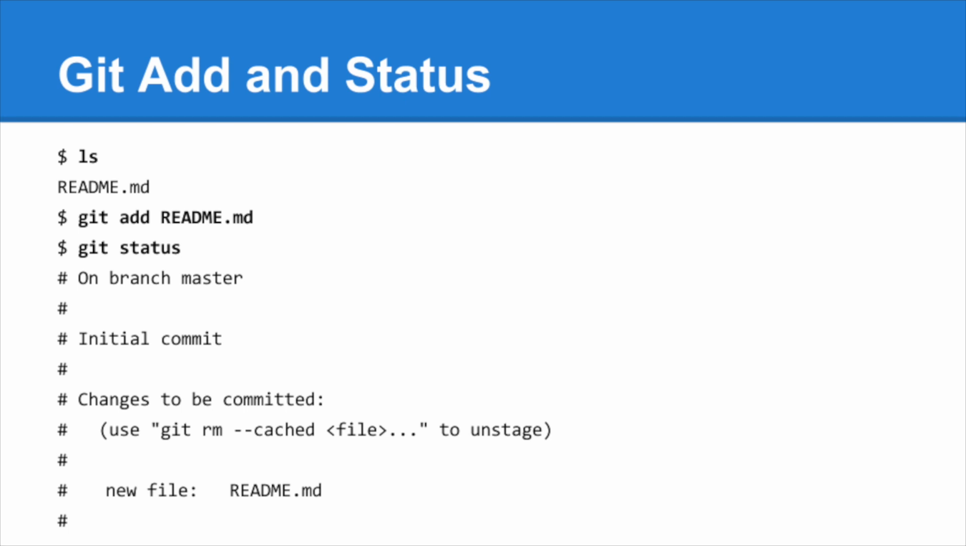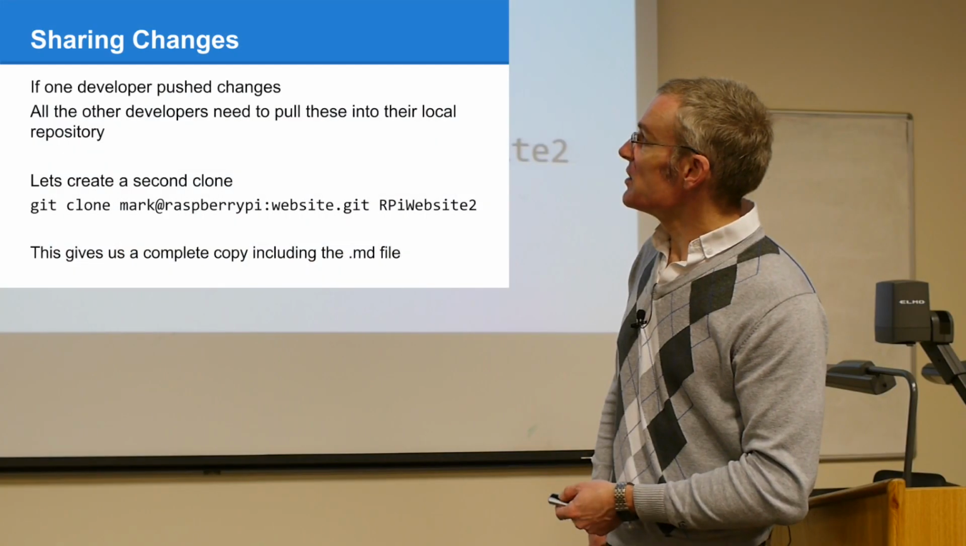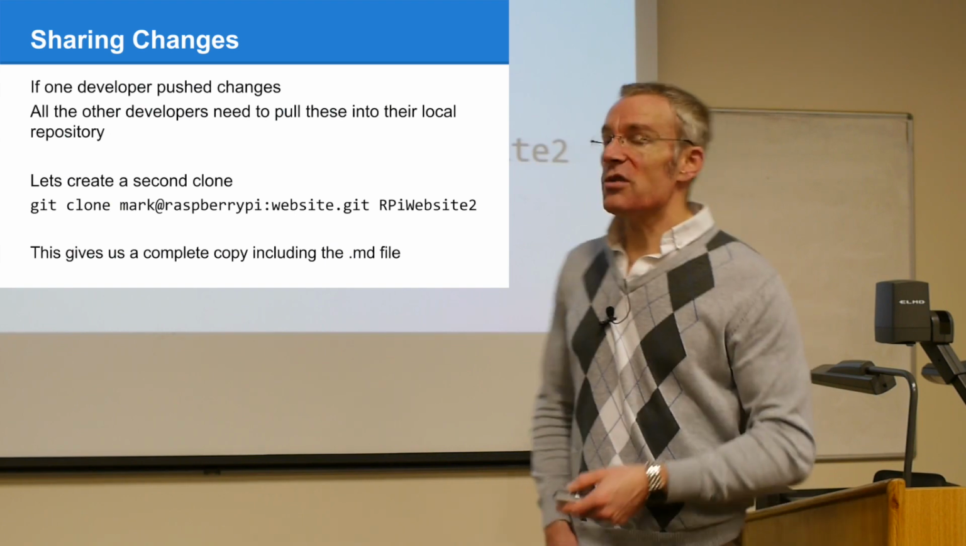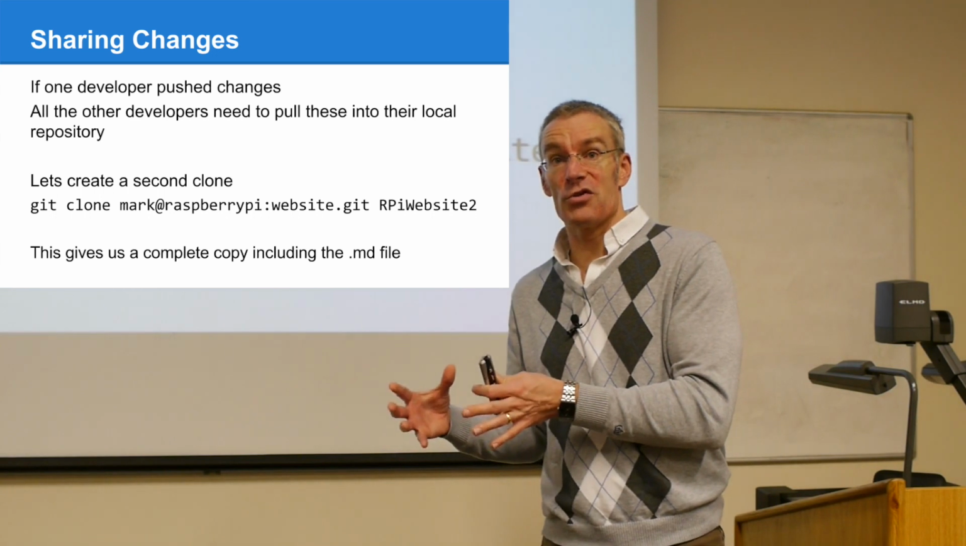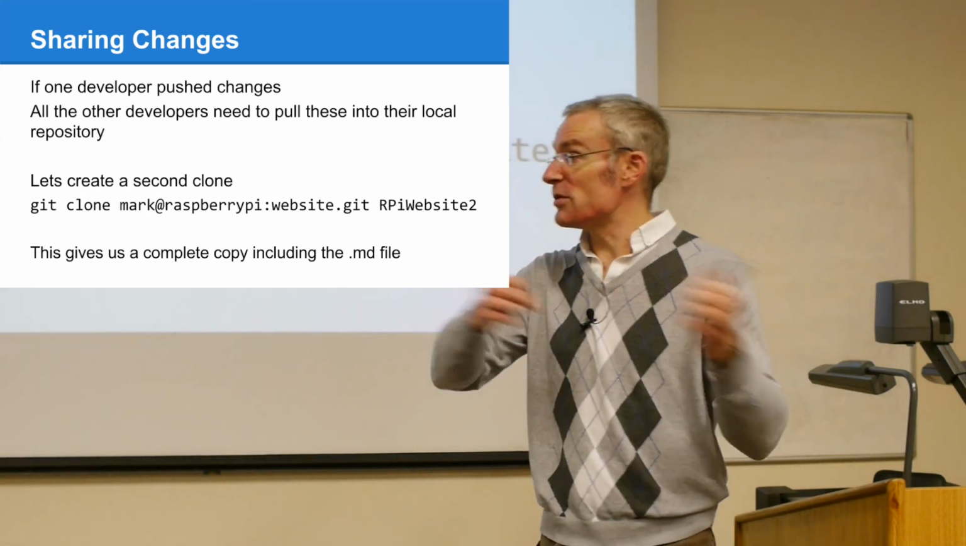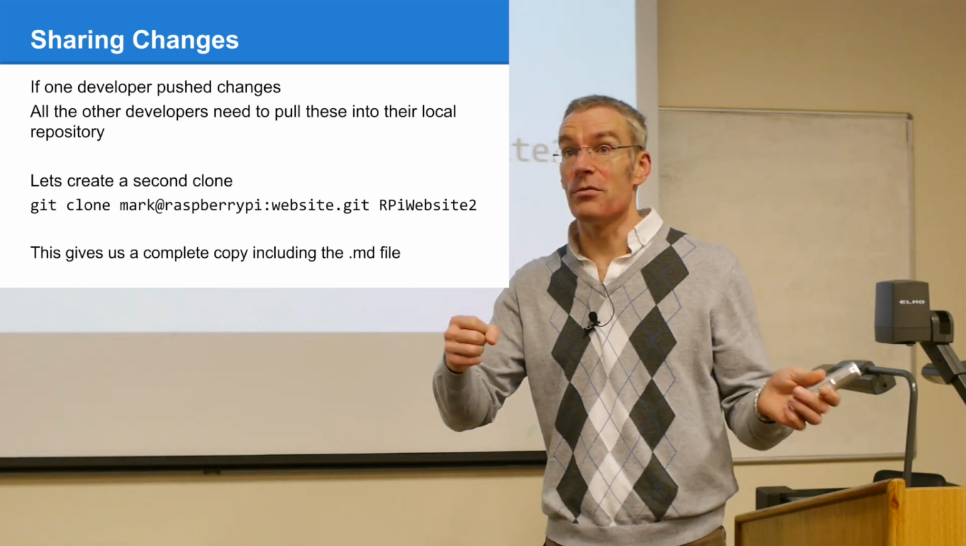Git status, changes to be committed. There's my new file, readme. And git commit, one file changed, 5 insertions, push, master to master, and it's done. What you've got to do for your assignment is create a second local clone repository, and practice pushing and pulling between the two repositories to make sure that any changes are being pulled and pushed through.